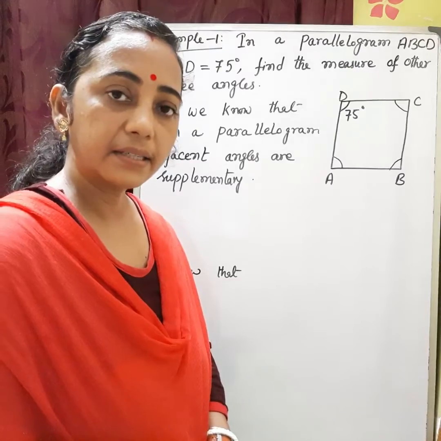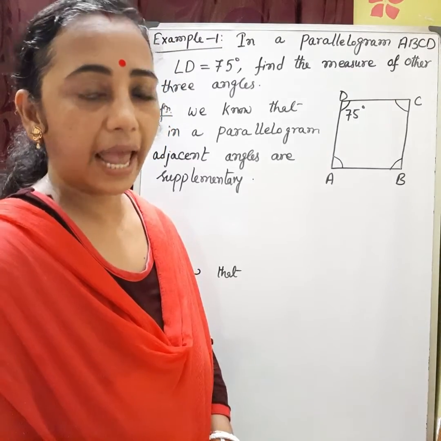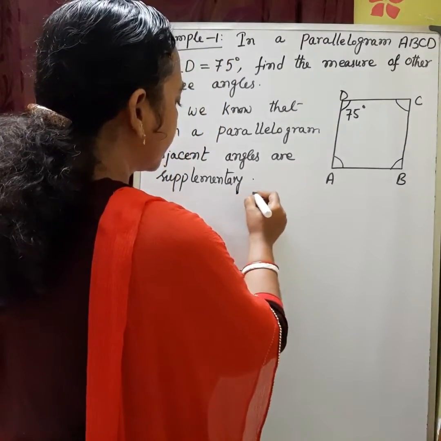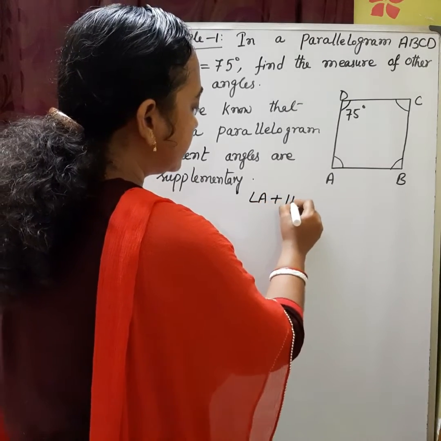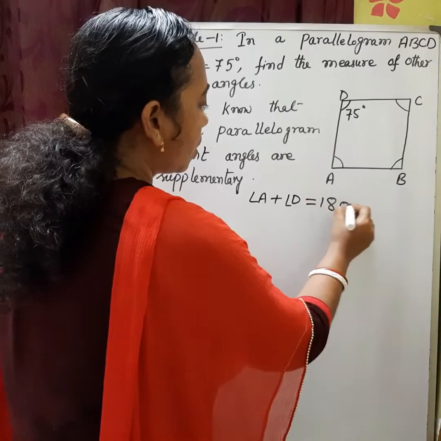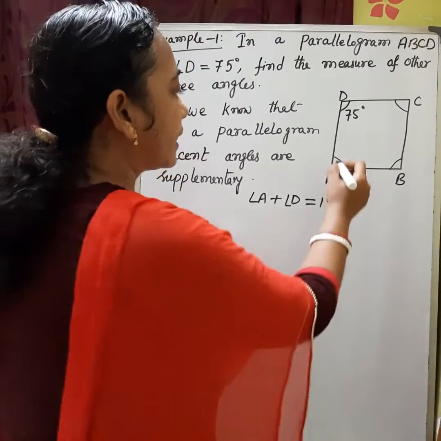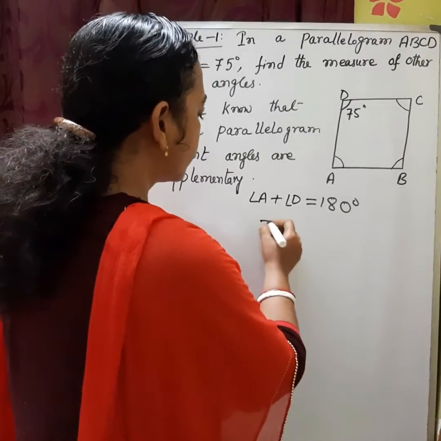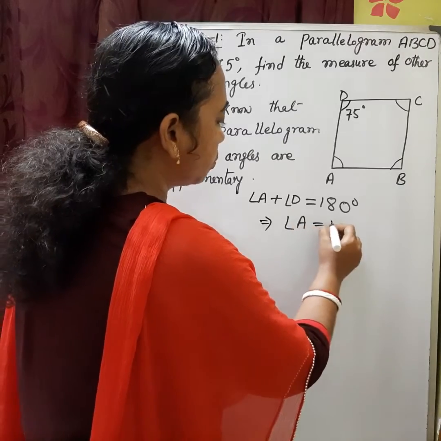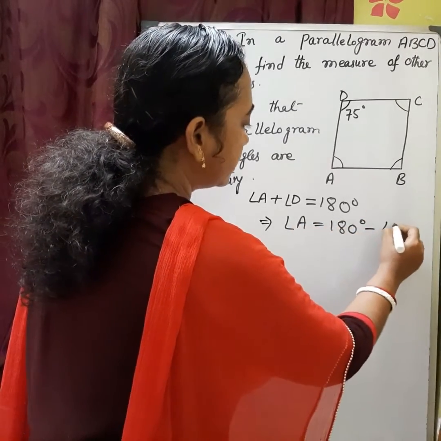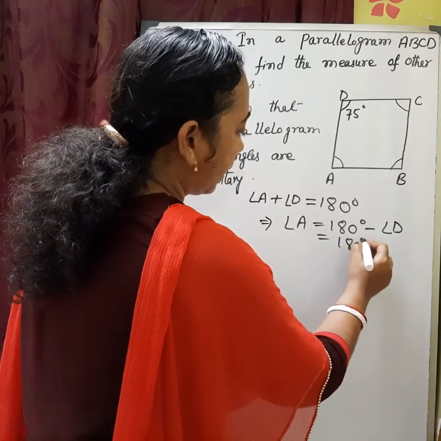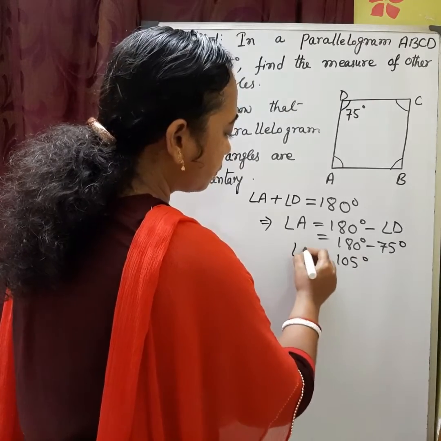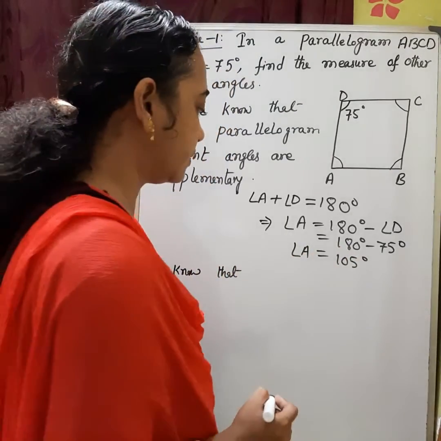We know that in a parallelogram adjacent angles are supplementary. So from the figure we can write angle A plus angle D is equal to 180 degrees, because here the measure of angle D is given and angles A and D are adjacent angles. So their sum will be 180 degrees. So let us find out angle A. Angle A is equal to 180 degrees minus angle D, so that will be 180 degrees minus 75 degrees, so we get 105 degrees. So the measure of angle A will be 105 degrees.